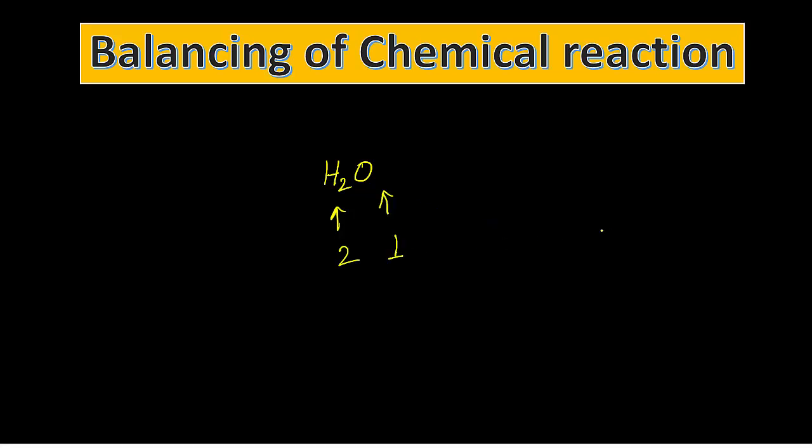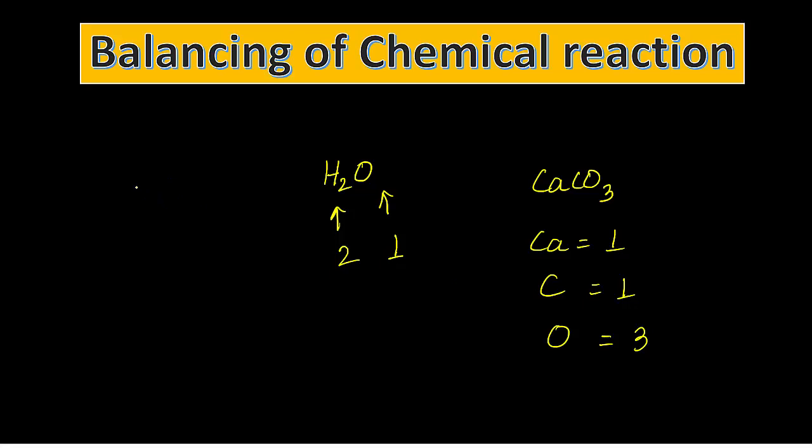How many oxygen atoms are there in the molecule? This is number 1. I'll take another example, CaCO3. How many calcium atoms are there in the compound? Only 1. How many carbon atoms are there in the compound? This is also 1. How many oxygen atoms are there in the molecule? This is 3.